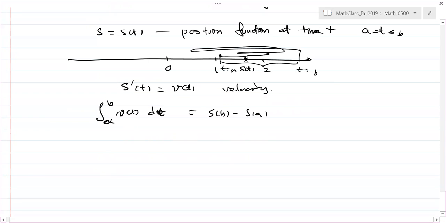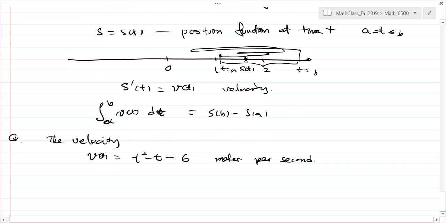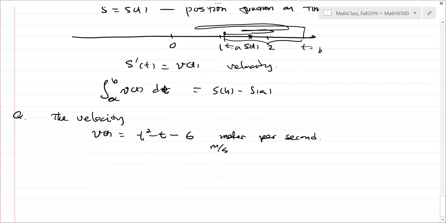All right. So we know we are given the velocity function, and this is in meters per second. We want to find the displacement of the particle during the time period from 1 to 4.